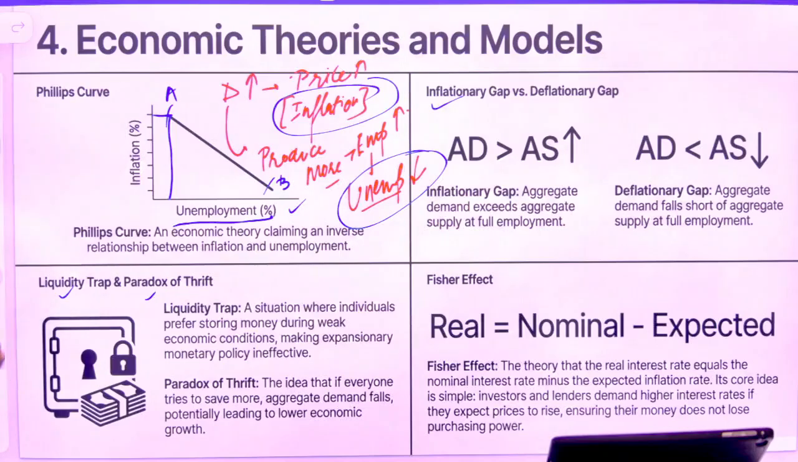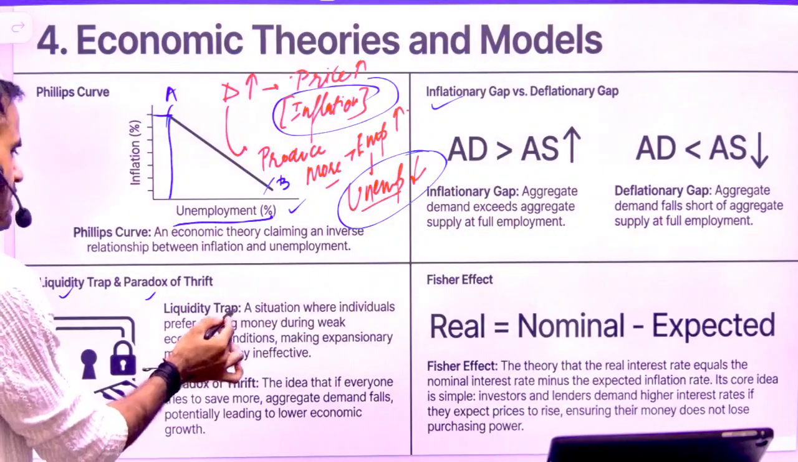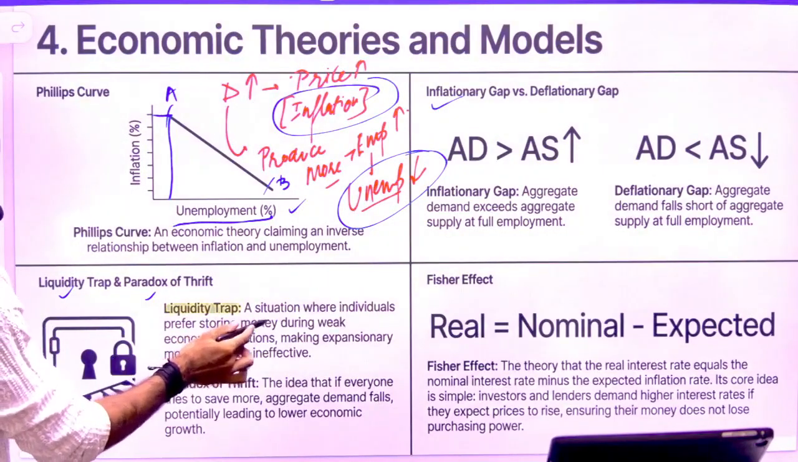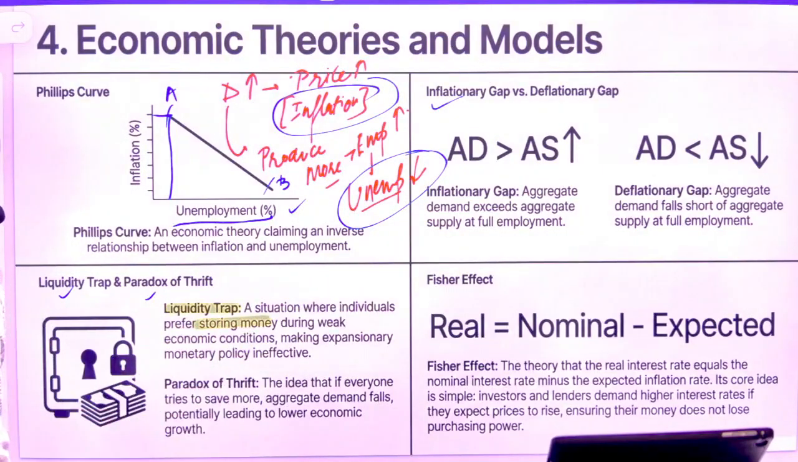Okay, now let's go through the liquidity trap and paradox of thrift. Liquidity trap basically means people prefer to store money rather than spending it. So even if they have more money, they will not spend it, and therefore, even if the monetary authority, that is RBI, tries to pump more money into the economy, it will not give us the desired result.